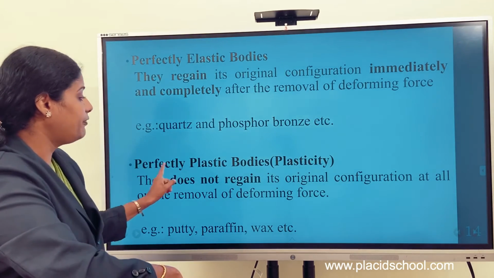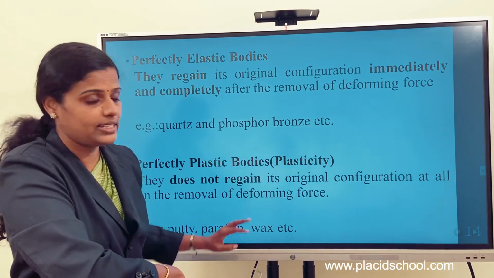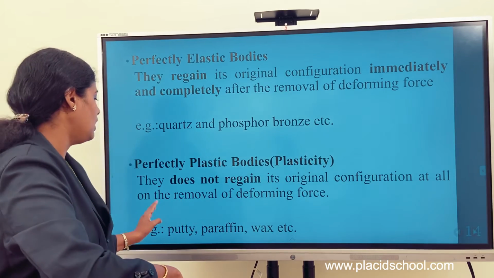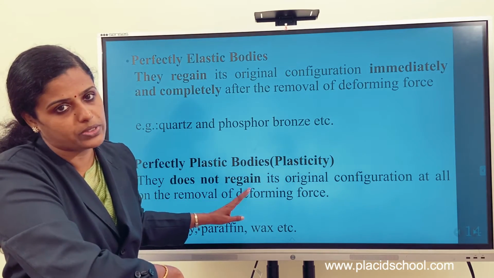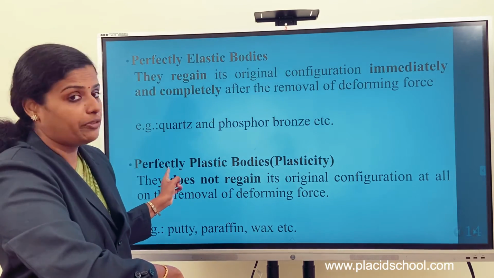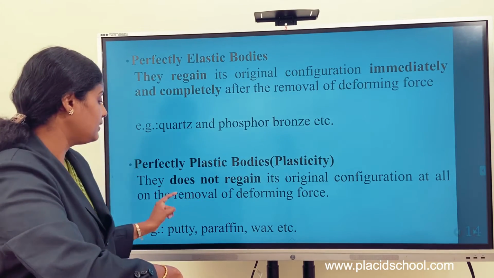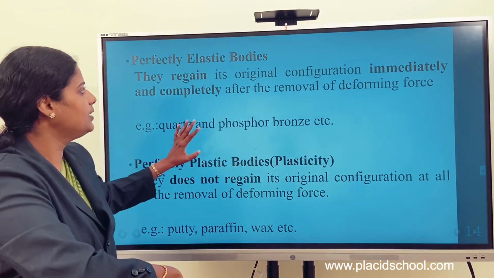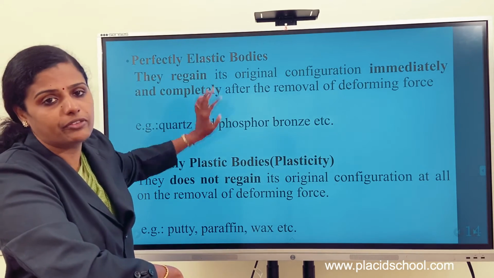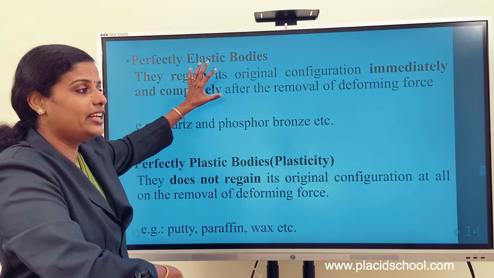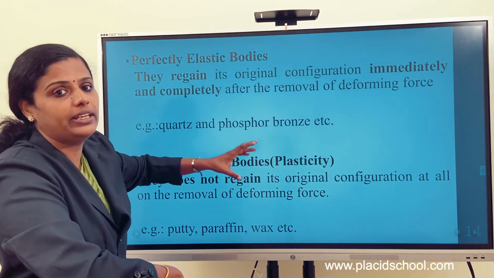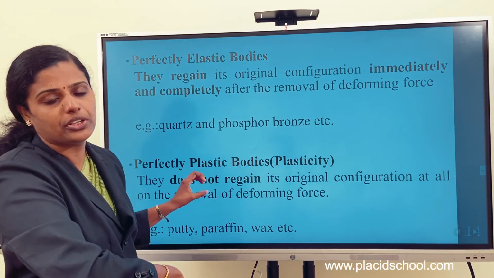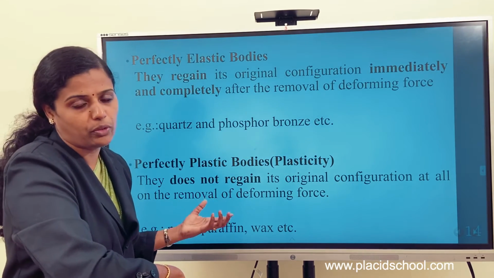And perfectly plastic bodies, or plasticity: they do not regain their original configuration after the removal of the deforming force. Those are perfectly plastic materials, and the examples are putty, paraffin, wax, etc. And this is about perfectly elastic and perfectly plastic. The elastic body regains its original position completely and immediately after the removal of force, but here it does not regain its position after the removal of the deforming force.